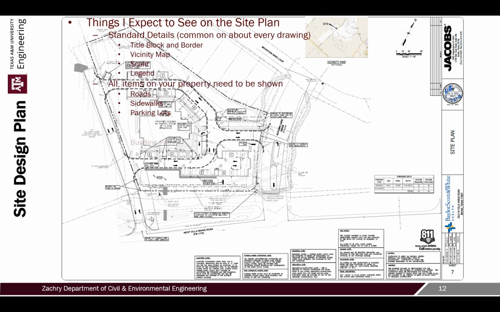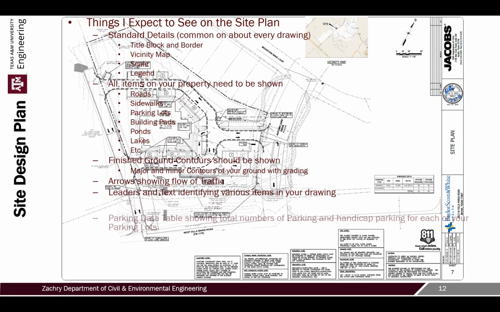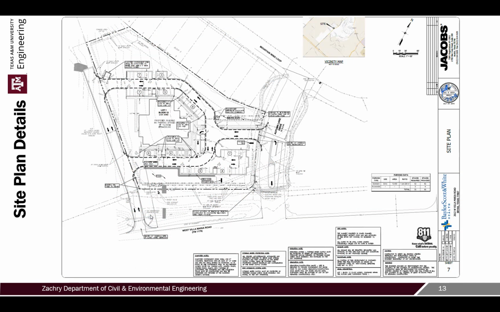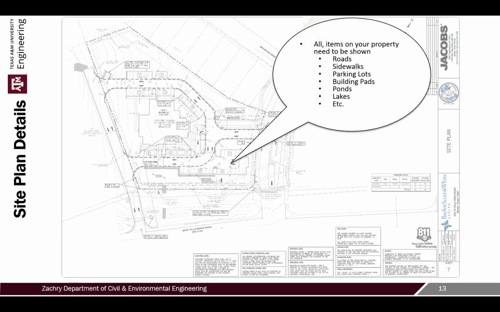Here are some of the other things that I'm going to want and that are normally asked for in a site plan drawing. Let's go over some of these. The first one is all the items on your property. That's the first thing that you have to show, and that's roads, sidewalks, parking lots, building pads. If you have a pond, you have to show it. If you have a lake, you have to show it. All those things you have to show in your drawing.